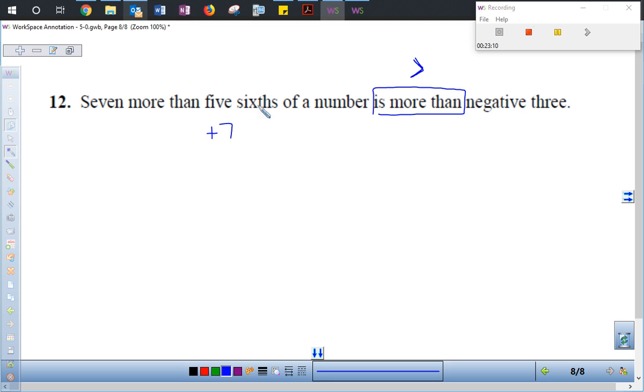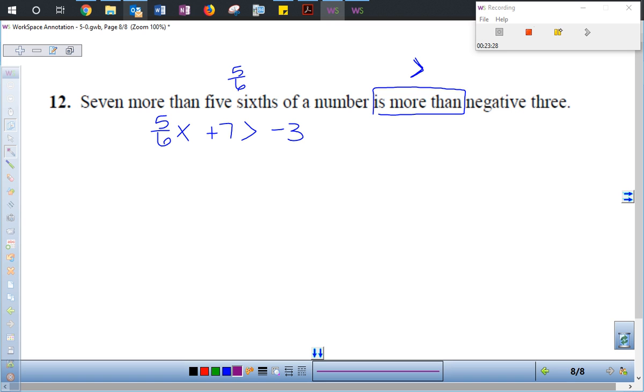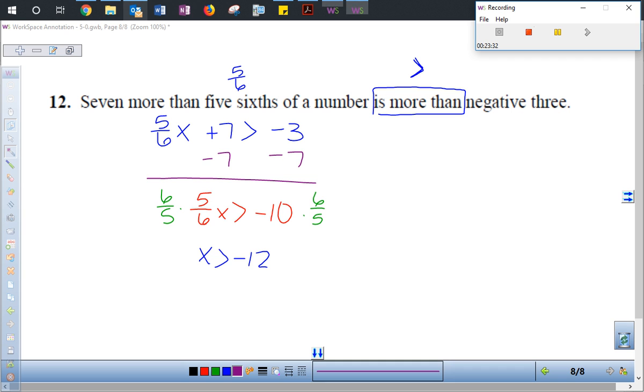5/6, so that's a fraction, 5 over 6, of a number. So that means I'm going to take that 5/6 times x, and it's greater than, so 5/6 x plus 7 is greater than negative 3. Now again, I'd like you to pause the video and solve this problem. Alright, so if you subtract 7 from each side and multiply each side by 6 over 5, you get x is greater than negative 12.